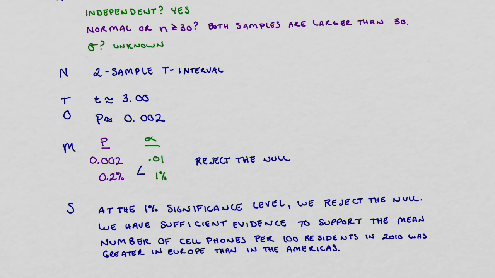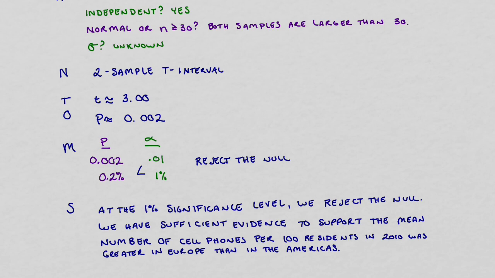We have sufficient evidence to support the mean number of cell phones per 100 residents in 2010 was greater in Europe than in the Americas. So now, again, we are going to create a confidence interval. So we're going to dive deeper, and we're going to find out how many more cell phones did Europe have per 100 residents than the Americas?